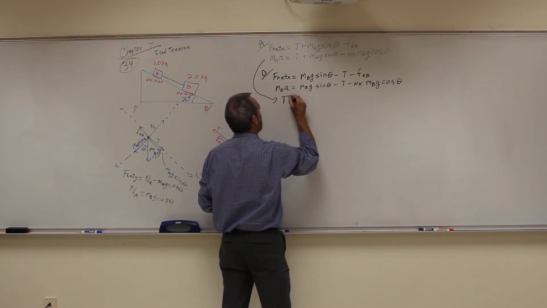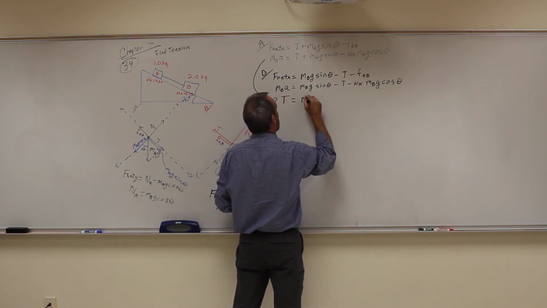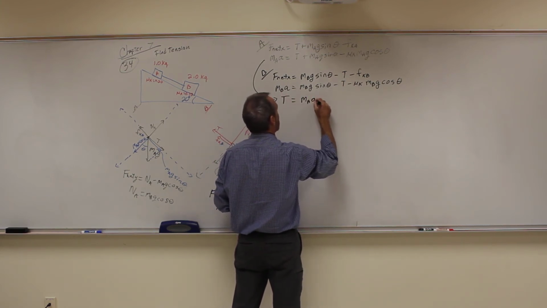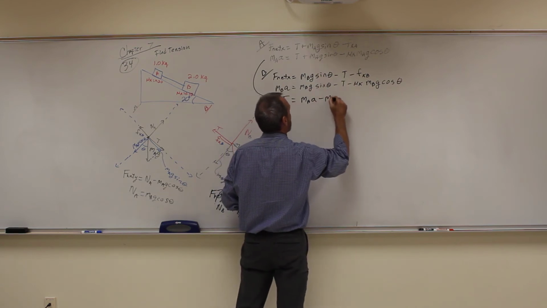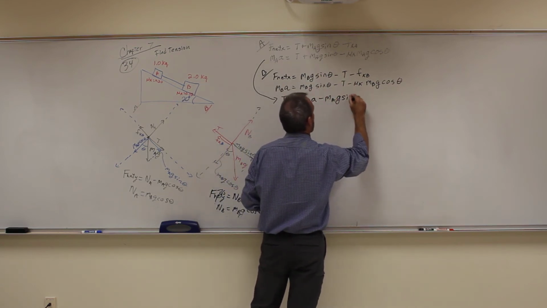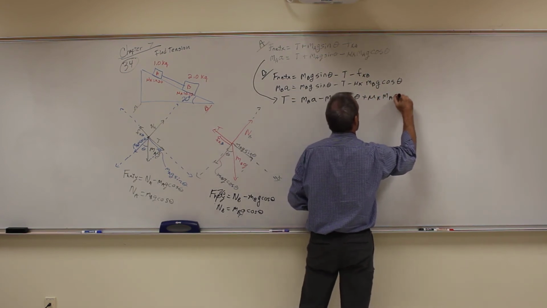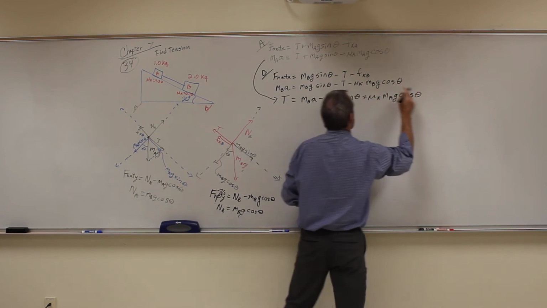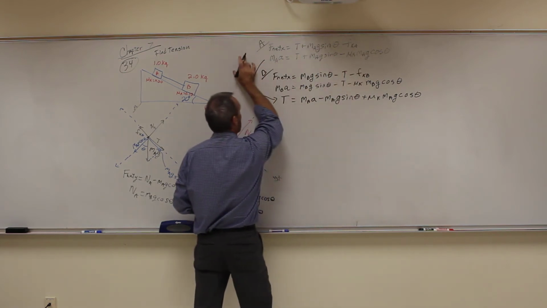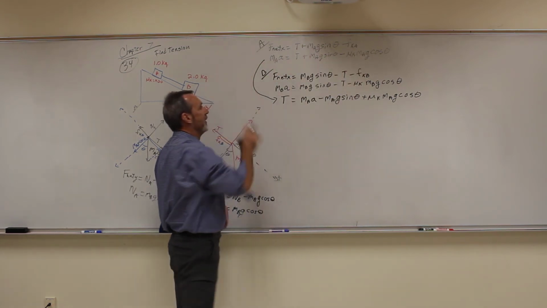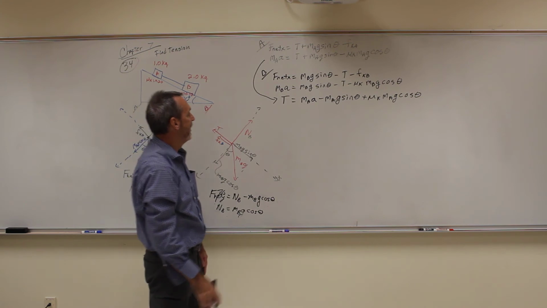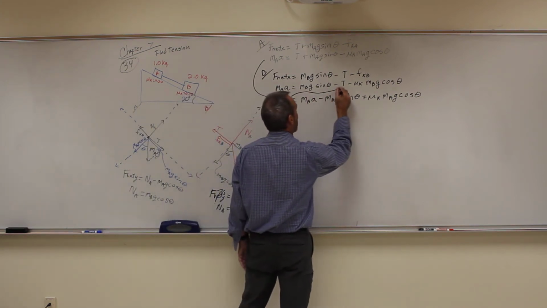So I'm going to get t is going to be equal to m_A times its acceleration minus m_A g sine theta plus mu sub k m_A g cosine theta. So all I did was move that to this side and this to this side, change their signs. Now I'm going to plug that back into there.